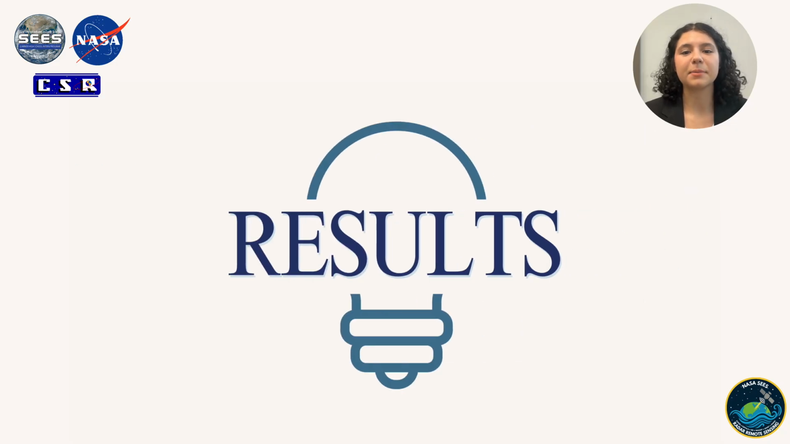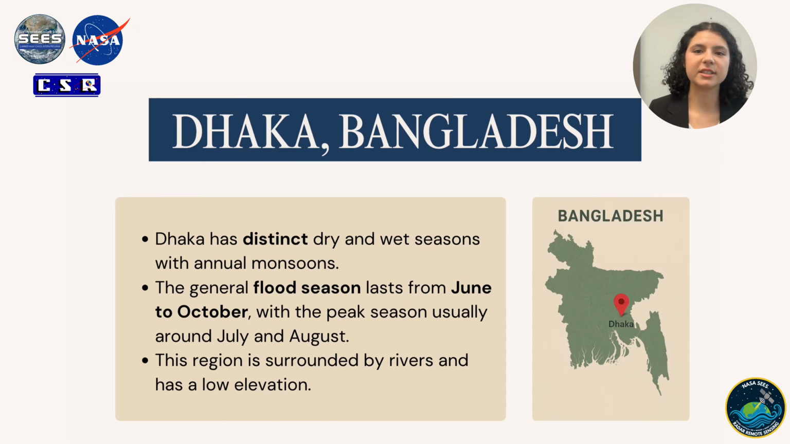Now that you've seen the steps we went through to process the data and what models we chose to focus on, we'll walk you through our results case by case. Dhaka, located in Bangladesh, was our first case study. It's the perfect candidate due to its distinct wet and dry seasons and because of the severity of flooding in the region. It's particularly prone to flooding because of its annual monsoons, low elevation, and proximity to a lot of rivers.